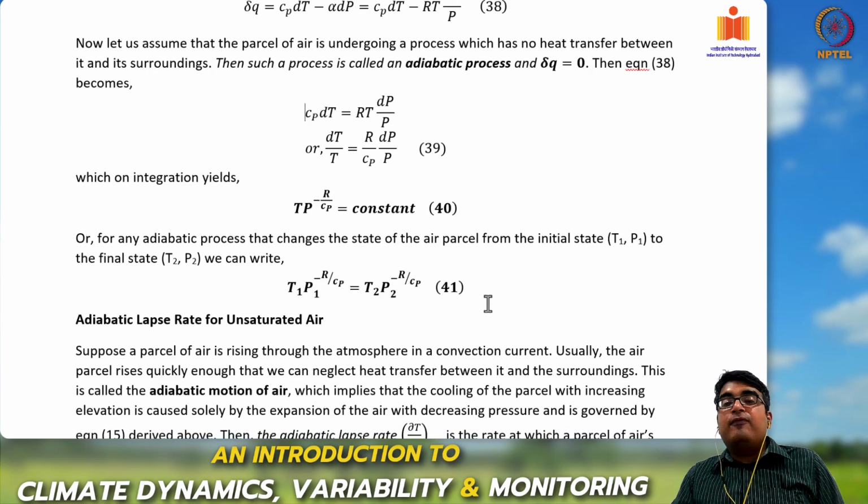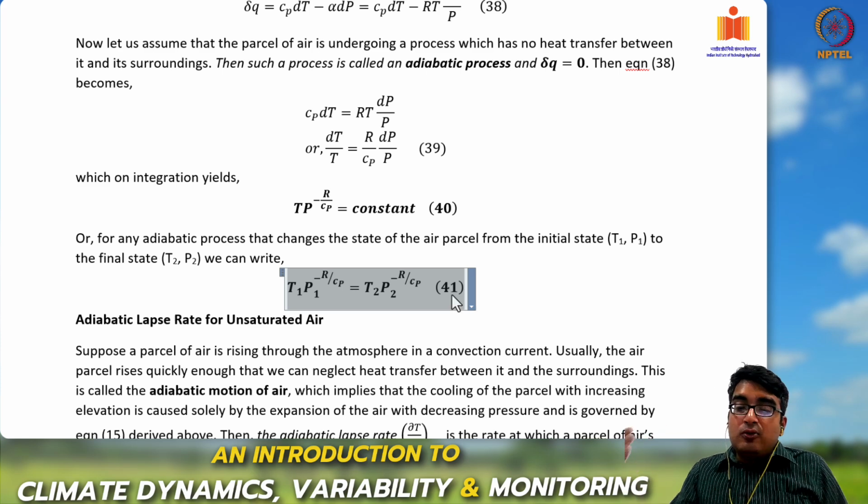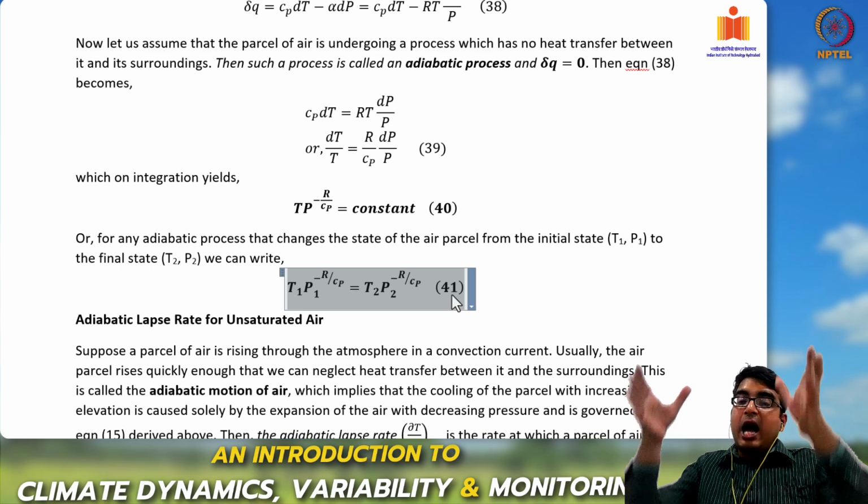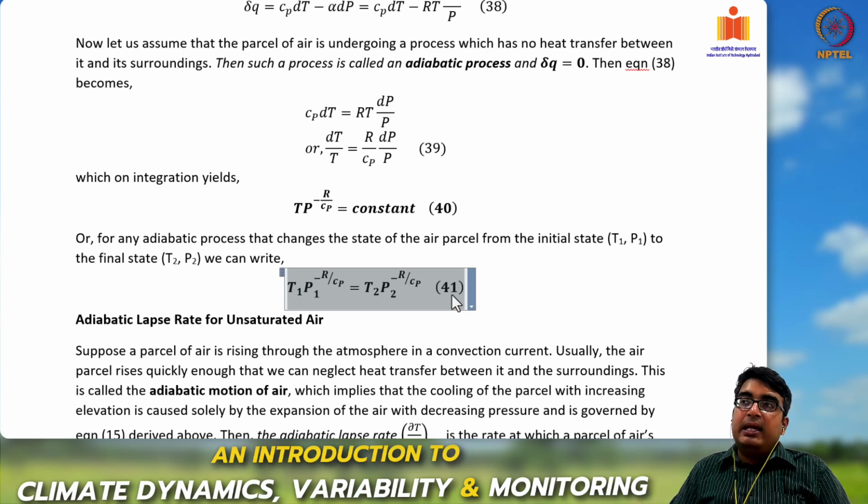So if you have an adiabatic process which changes the state of that air parcel from some initial state at T1 and P1 to some final state given by temperature T2 and P2, we will have T1 P1 to the power minus R by Cp equals T2 P2 to the power minus R by Cp. So this expression we have derived, and we will use this to understand what happens to an air parcel if it is moving up and down across a vertical air column.